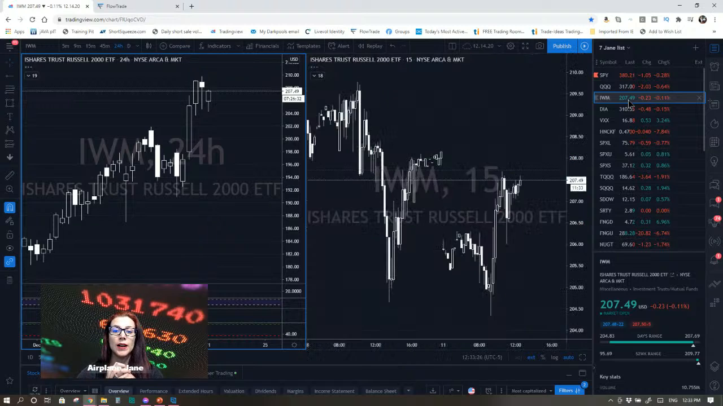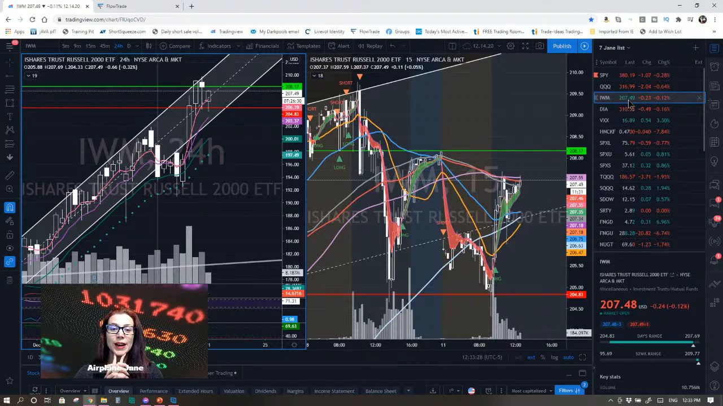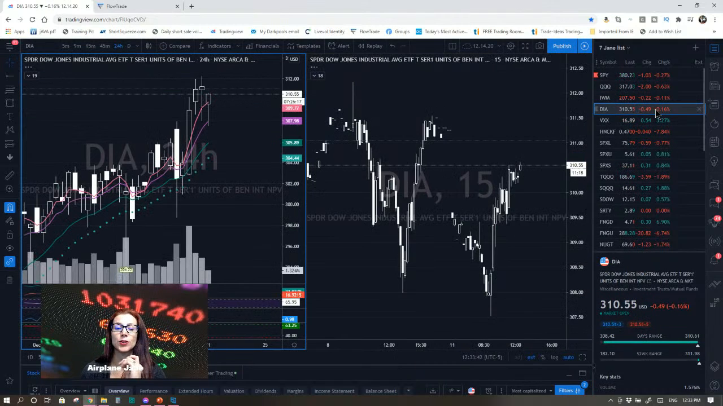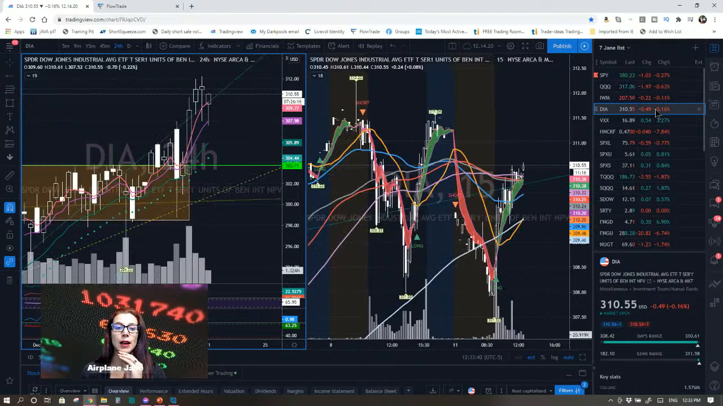IWM as well, still in that channel for now, bouncing a little bit. Is this going to be a rollover spot? You see how we are testing the moving averages on the 15 minutes? Hello, good afternoon, Guillermo. And Dow Jones, right, as well, bouncing up above these moving averages for the moment.